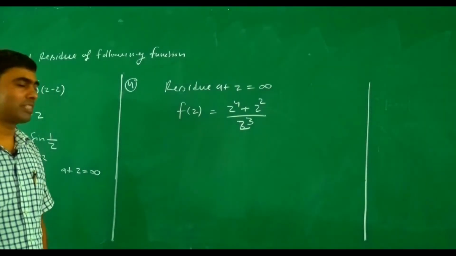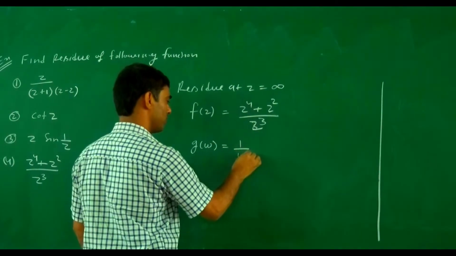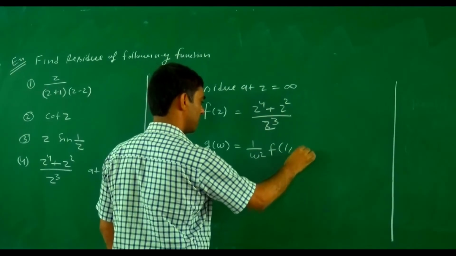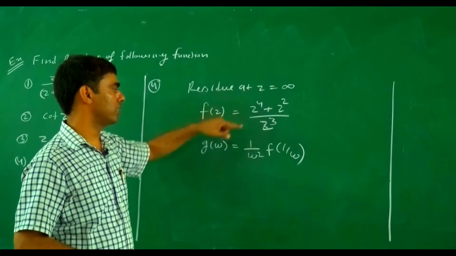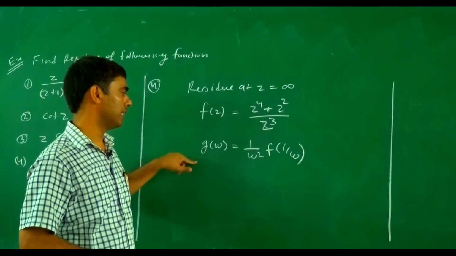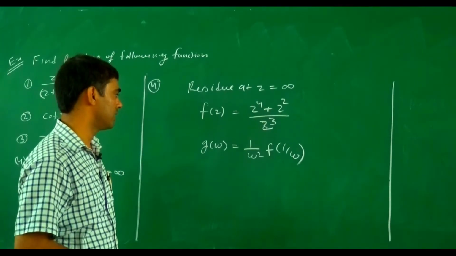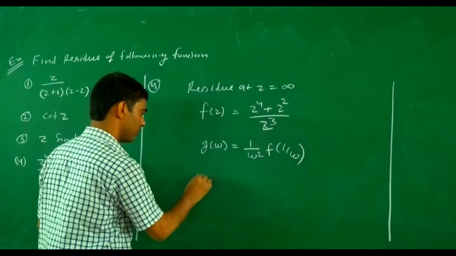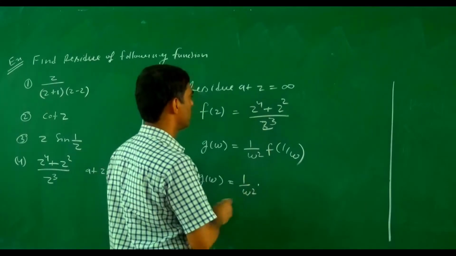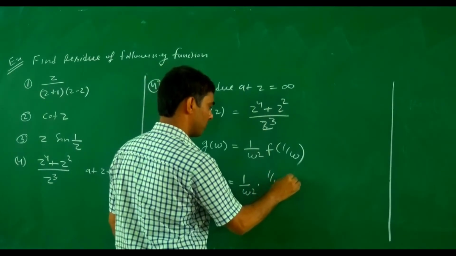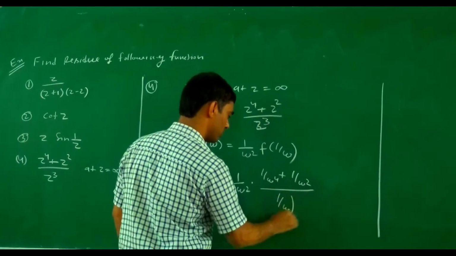First we write phi(w), and phi(w) is 1 upon w square f of 1 upon w. Then the residue at z equals infinity is equal to minus the residue of phi(w) at w equals 0. So what is phi(w)? Phi(w) becomes 1 upon w square into 1 by w to the power 4 plus 1 by w square divided by 1 by w cube.